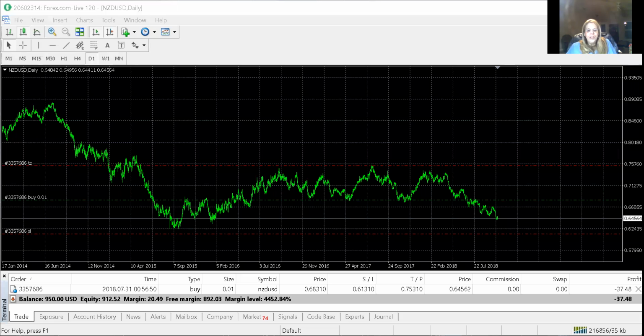I've been trading with Forex.com for quite some time now, and I'm finding a specific pair that I've been enjoying, and I'll do my screen share so you can see what I'm doing. And there it is. Now the screen share pulls up New Zealand USD, or otherwise known as NZDUSD.